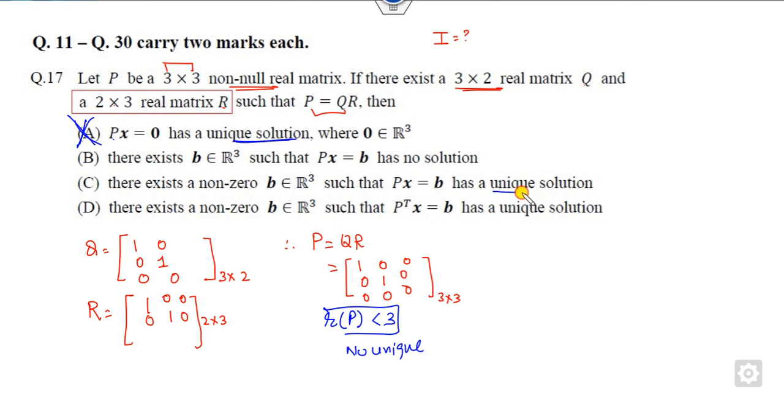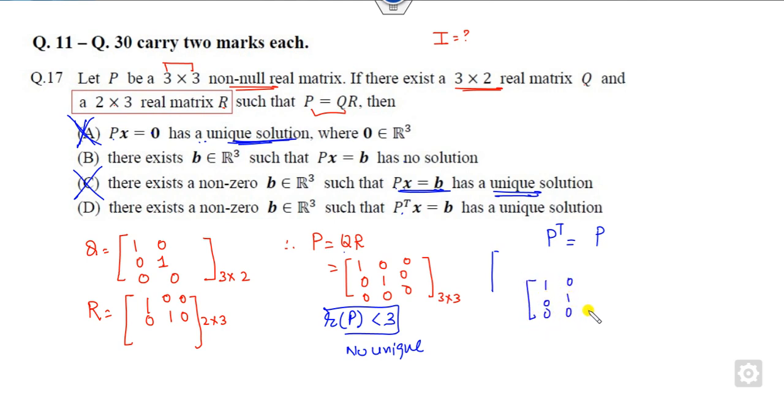Again, you can see this is also a unique solution. Here Px is B, so this is a homogeneous system. Once the homogeneous system has no unique solution, this also has no unique solution. What about this? It has no solution or a unique one. What is P transpose? If you look at the P transpose, it's again P. So this system has either no solution or a unique solution. So that's again very simple.